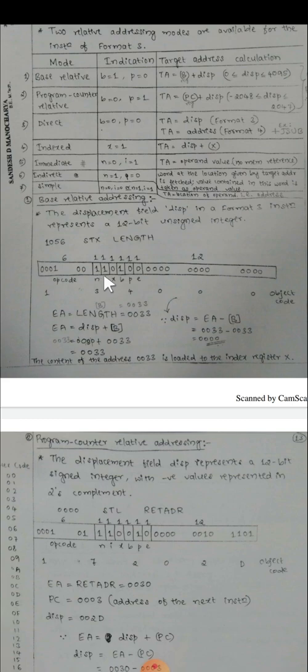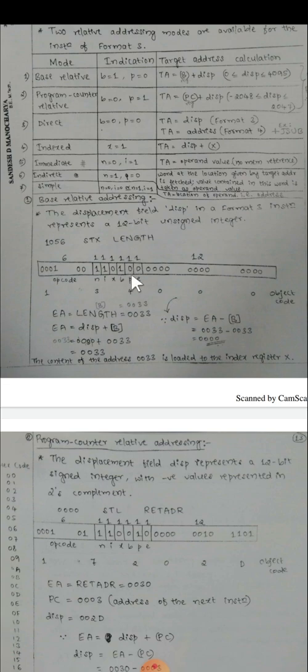Here the N as well as I values will be 1 for almost all instructions, but even though N and I are 1, we cannot say that it is simple addressing mode. It is base relative addressing mode, because in the next flag bits the B value is 1 and the P value is 0. You can observe here that B is 1 and P is 0. So this STX instruction is using base relative addressing mode, and the X value is 0 here. If X is 0, it is not indexed addressing mode either.